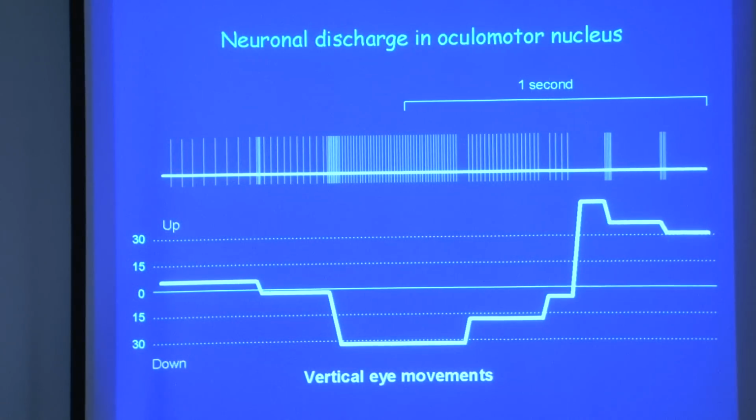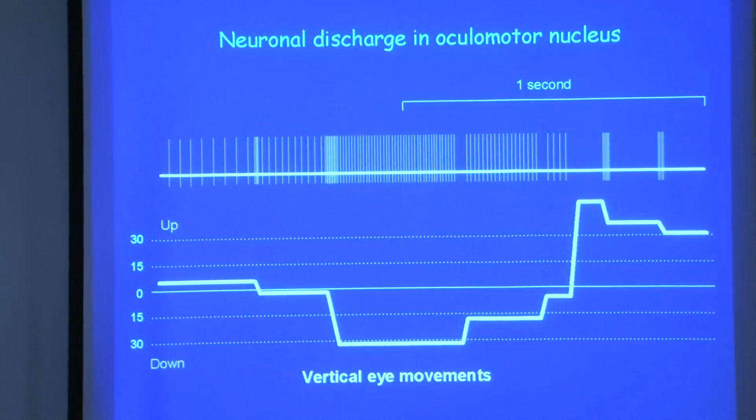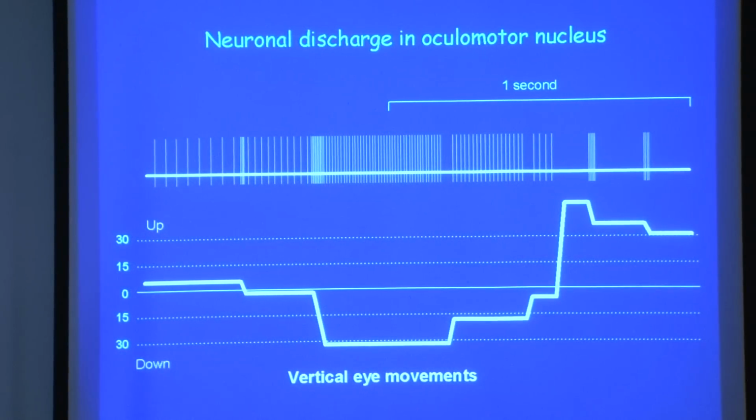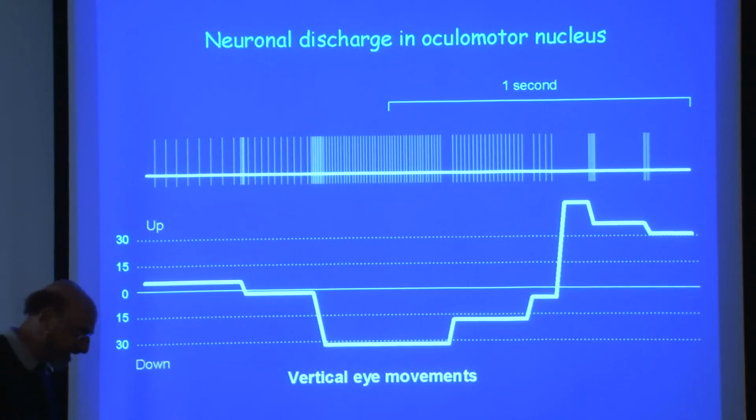In that case, the superior rectus would get a burst and would contract rapidly to get an upward eye movement. So this muscle will cause a downward eye movement, and the superior rectus records an upward eye movement, of course. Okay? So that is the basic layout.